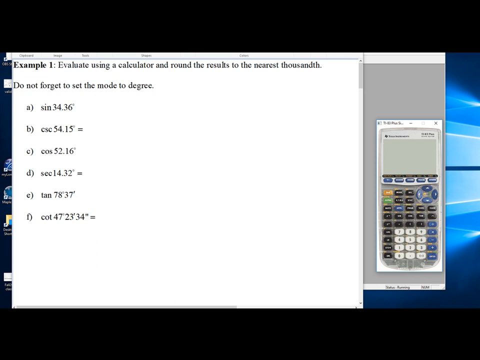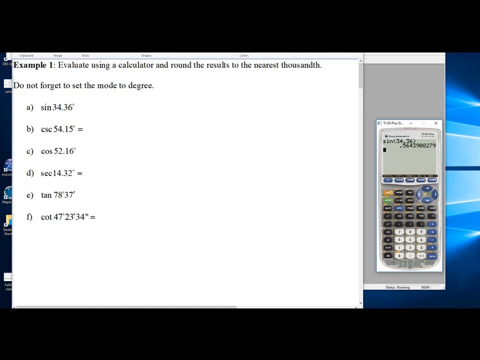Since the angle 34.36 is not one of those special angles, not a multiple of 30 or 45 or 60 or 0 or 90 degrees, in that case you would just enter sine 34.36, and it's already in degree mode, so it will take it as degrees.